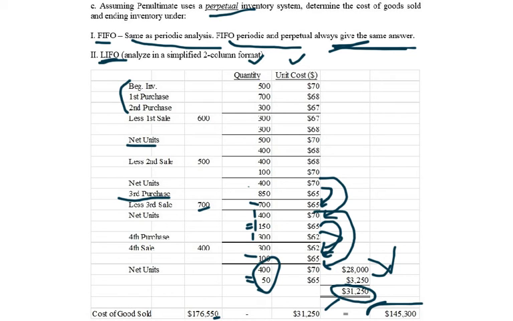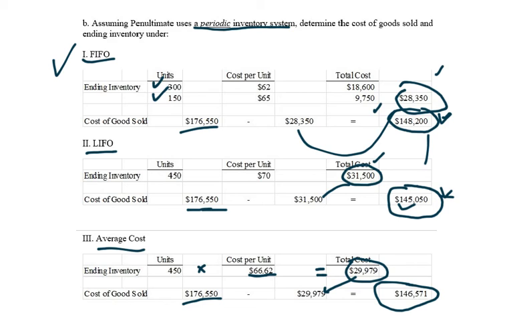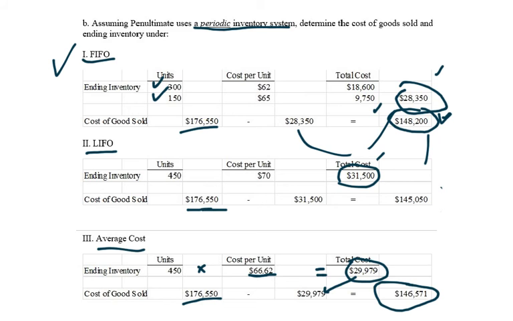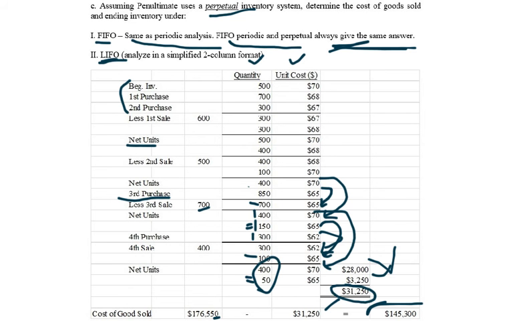Now compare that to the periodic example. Now they're pretty close, right? They're not wildly different. So here we have 31,500 instead of 31,250, and we have 145.50 instead of, over here, 145.3. So there's a $250 discrepancy between those two numbers. That's all there is. It's not that big of a deal.